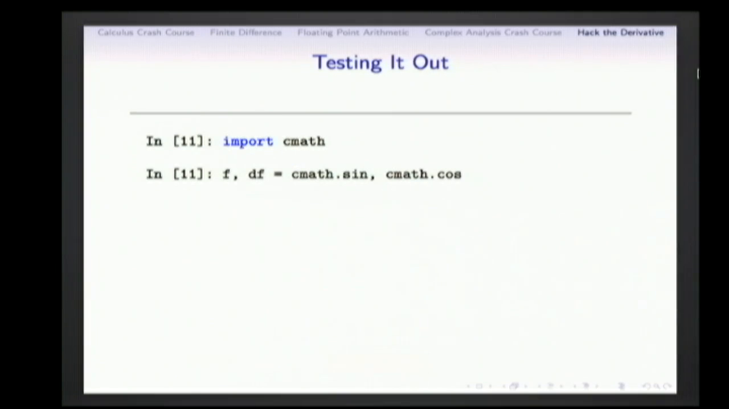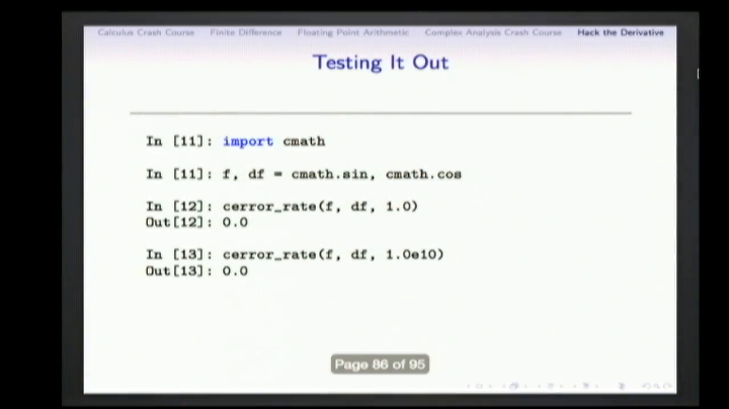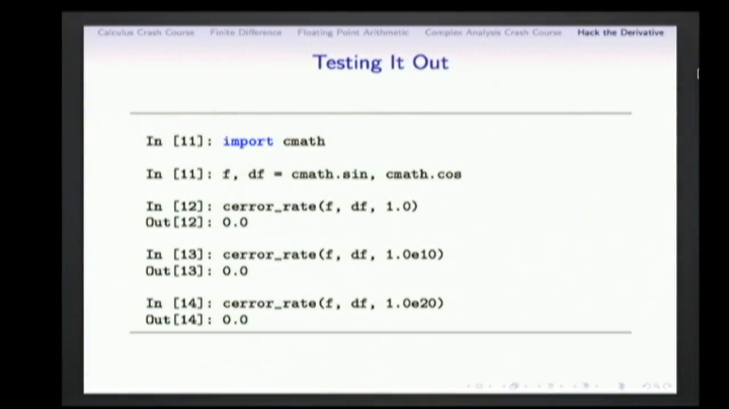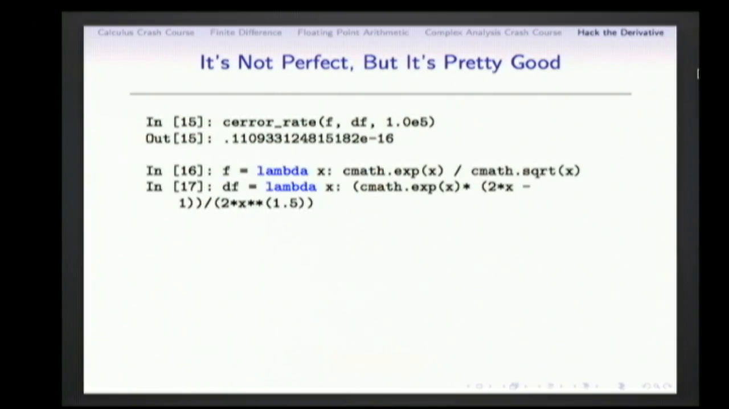So let's try it with sine and cosine. Note that we need the complex versions of sine and cosine because we need to be able to compute it at this complex value. At 1, it's exactly 0. Oh, wow, everywhere it's exactly 0. It just works. All right, well, maybe not everywhere, but that's still way better than we were getting for finite differencing.